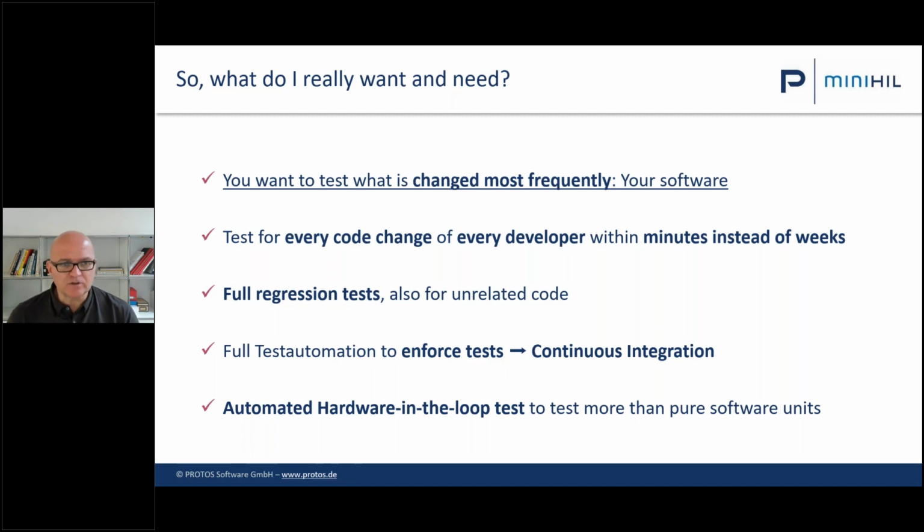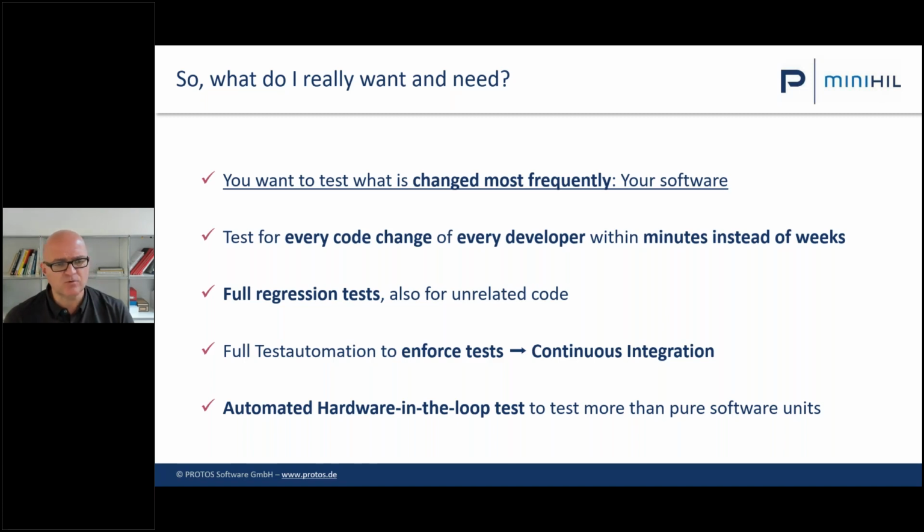You also usually want a full regression test also for unrelated code or unchanged code. You probably know the situation, you change something over there and you produce an error over there. That's because you have a lot of dependencies in embedded systems, and it's sometimes really hard to tell what might be affected. You have shared resources, you have probably a performance problem, and so on and so on. So there are a lot of possibilities to produce errors in other sections of the code than what you changed. So you need a full regression test.